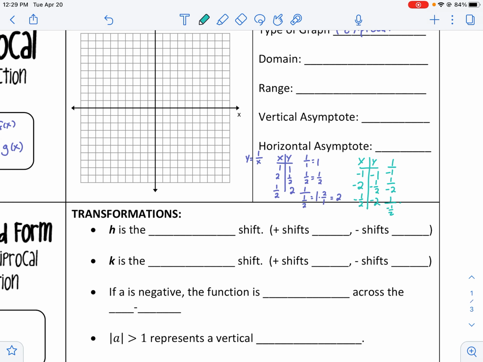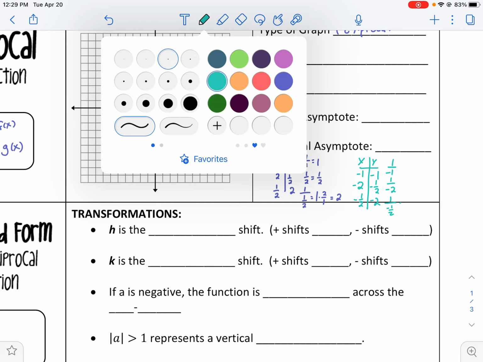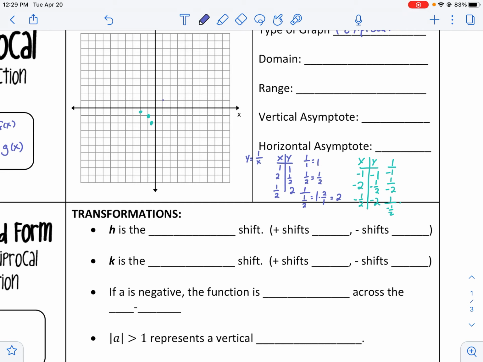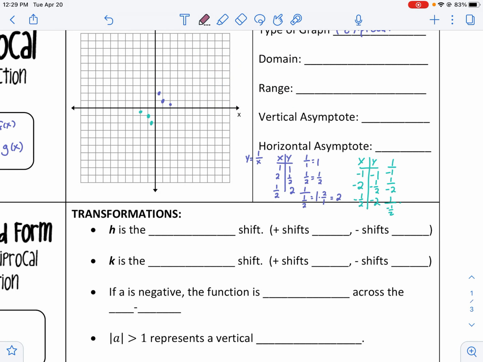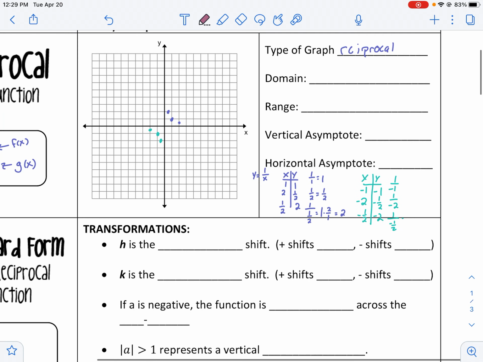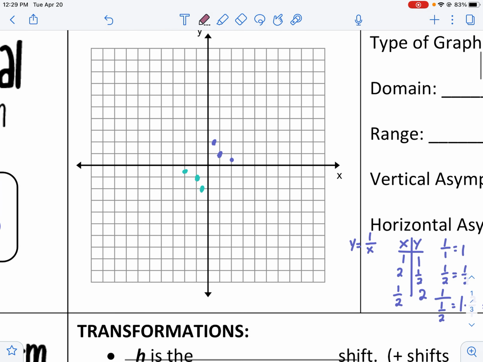Let's plot those points. So -1, -1, -2, -1/2, -1/2, -2. On the other side, we have 1, 1, over 2, up 1/2, 1/2 to the right, and then up 2. Hopefully, at this point, you can start seeing that there are asymptotes in this type of graph, specifically a vertical asymptote and a horizontal asymptote.